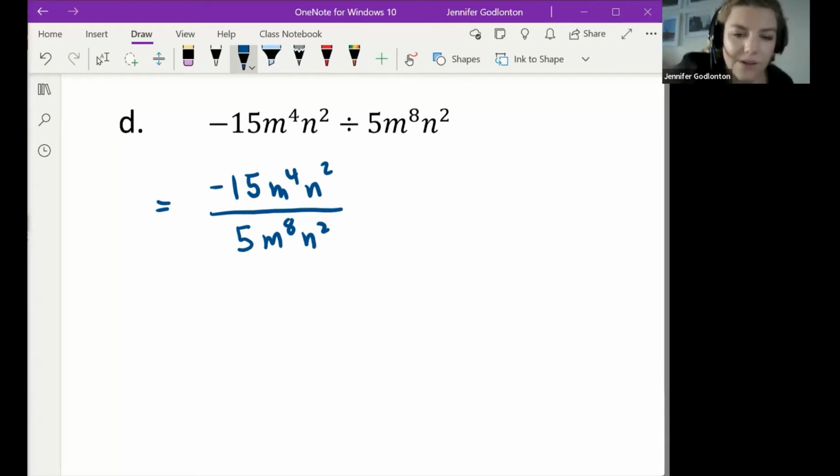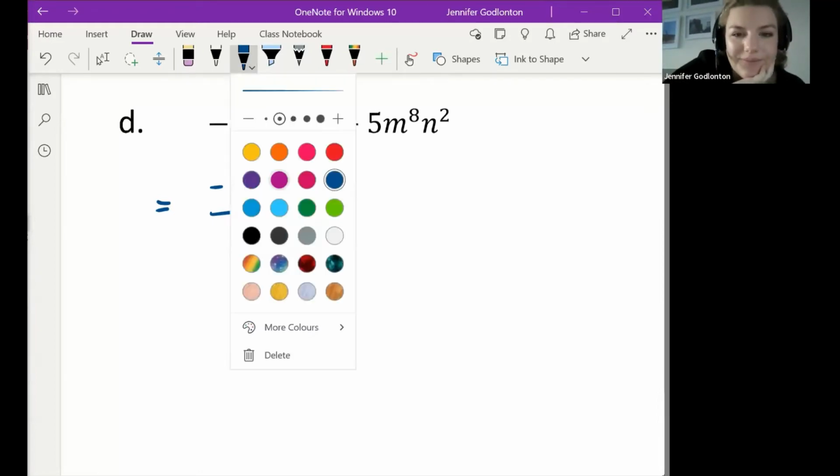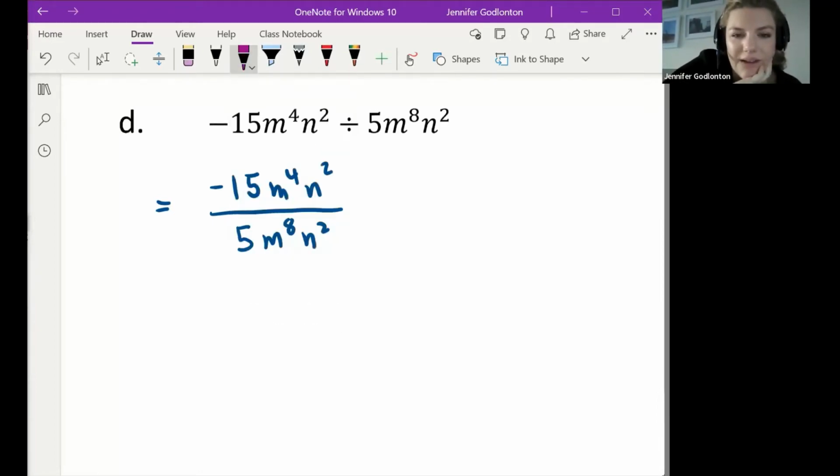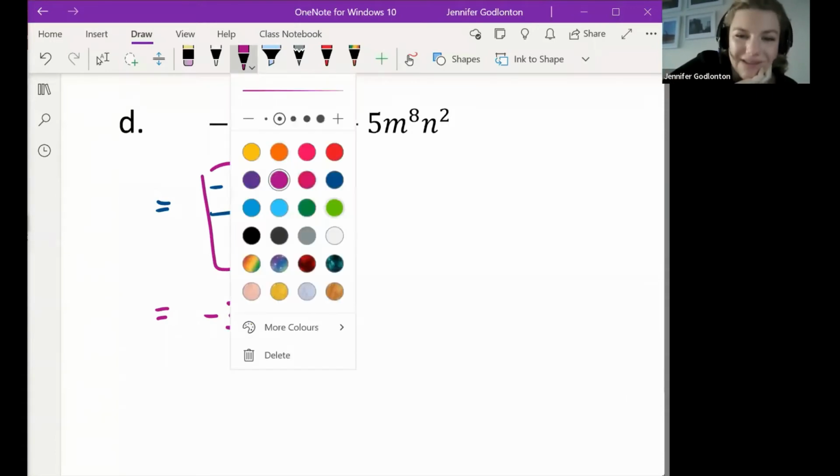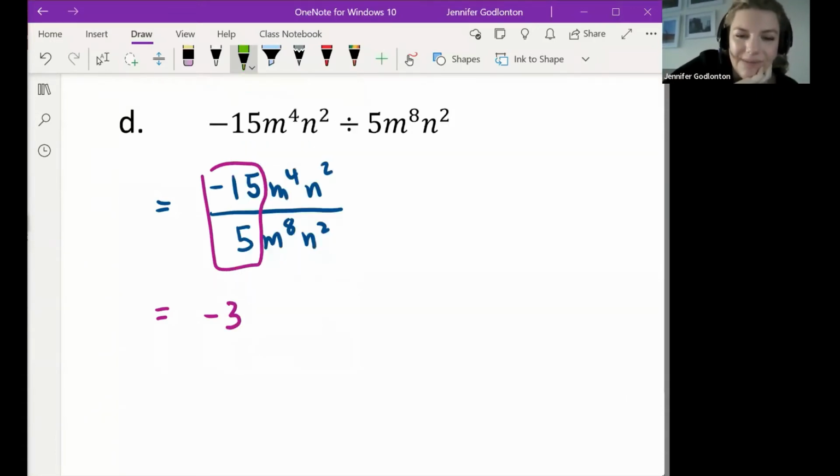Okay, take it from the top. So the answer will be negative 3, ma'am, because 15 divided by 5 is negative 3. Good. And then we're going to use the laws of exponents to say m to the power of 4 minus 8, ma'am. Okay. And then that will be m to the power of negative 4. Then we're going to take the n, and say n to the power of 2 minus 2, which is 0. So we don't put an n there. So our answer will therefore be negative 3m to the power of negative 4.